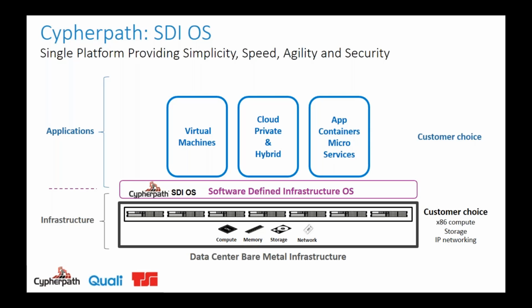Also, customers can choose the software environments to run on SDI-OS. For example, they can run Linux and Microsoft OS applications. They can also run virtual machines of any format and containers too. They can also run all these environments concurrently on the same deployment environment. Cypherpath SDI-OS has a large validated partner ecosystem that provides many virtual appliances and tools. These virtual offerings can be easily integrated into your workload environment and deployed on SDI-OS.